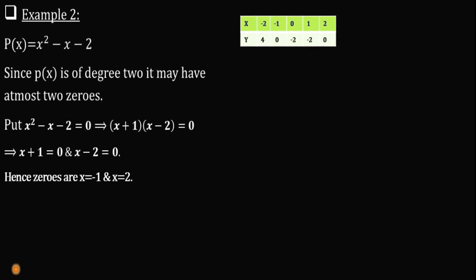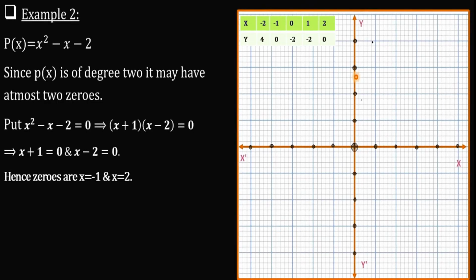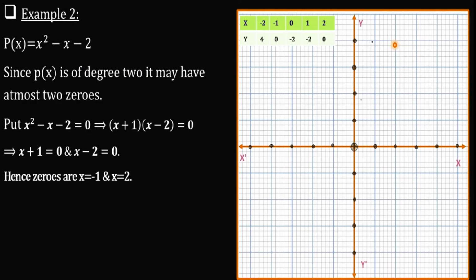Next, we can plot the graph. So we take the x-axis and y-axis here. The x-axis is x itself. The y-axis is the value of p of x. Now, what are those points? That is 0, negative 2. That is, when x equal to 0, y is negative 2.